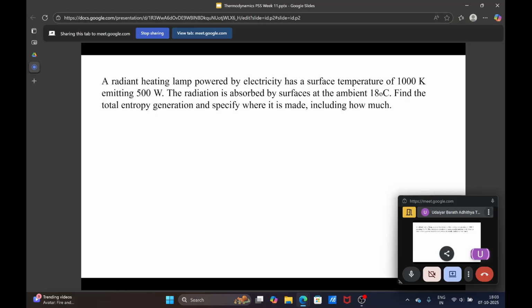This is similar to what we saw in the previous week as well. You have a heat transfer between surfaces, or a solid bar, where heat is coming in and heat is going out, and both are at different temperature levels. What is asked is to find out how much entropy generation is happening and where this entropy is being generated.